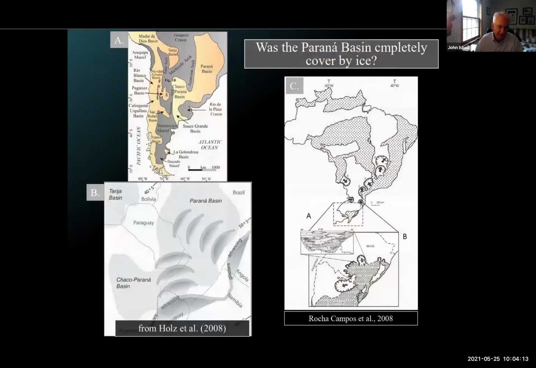The other hypothesis is that shown here by Rocha Campos and others that suggests that there were glaciers sitting on basin margins that extended short distances into the basin, and that glaciers occurred on both eastern and western margins of the basin. Next.